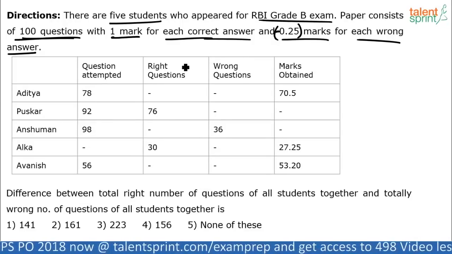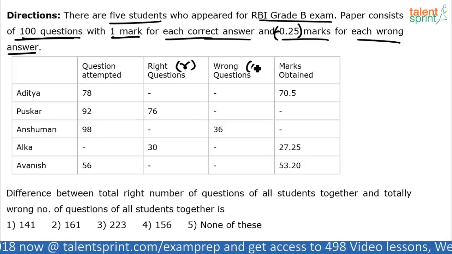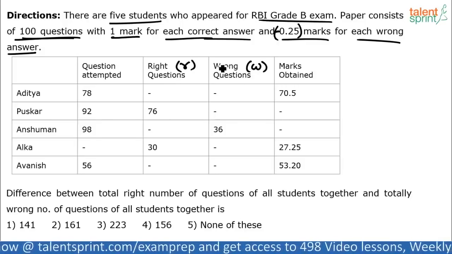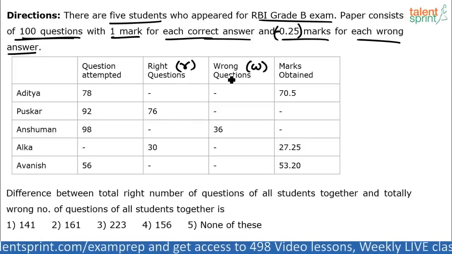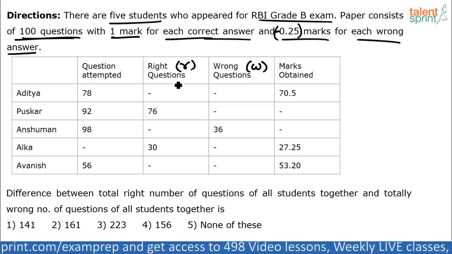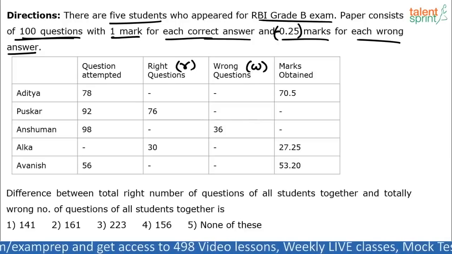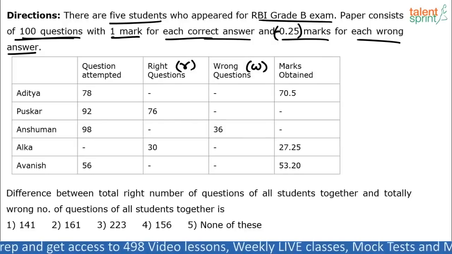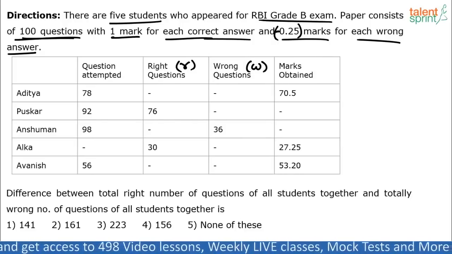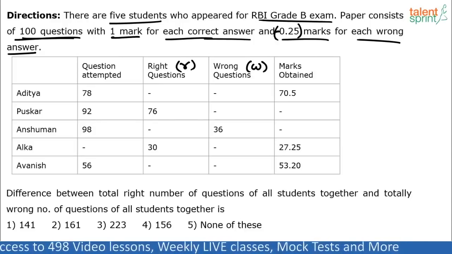Let's assume that the number of right questions is R and the number of wrong questions is W. In fact, here also it doesn't make sense logically. It's not the right questions or wrong questions, but the right answers or wrong answers. For each right answer, you get 1 mark. For each wrong answer, you get minus 0.25 marks. But let's not get too much into the correctness of the data, and try and fill it now.